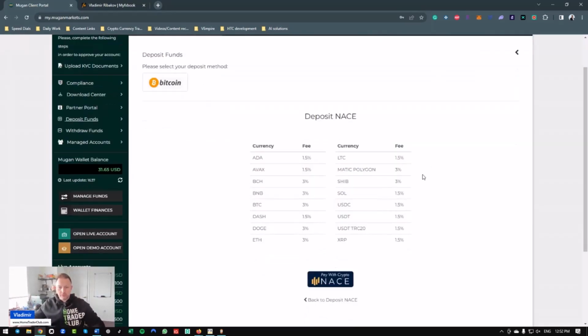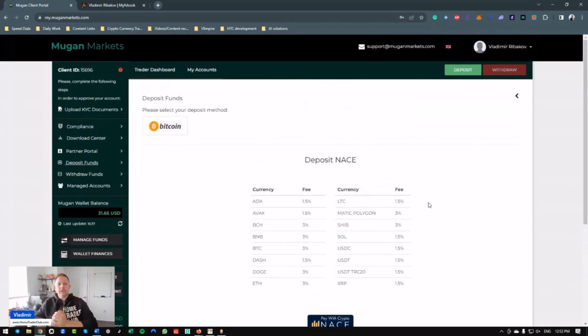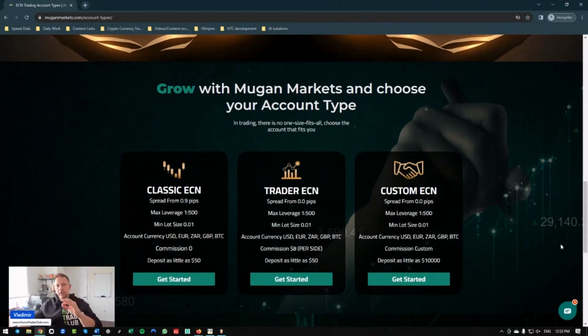Very convenient. All you have to do is just follow here with the Pay with Crypto. You deposit and withdraw instantly with the cryptocurrencies to your desired wallet. And also, I want to draw your attention to the three amazing opportunities you have here available for traders. Number one is the classical ECN, and you get a very convenient spread starting from 0.9 pip.